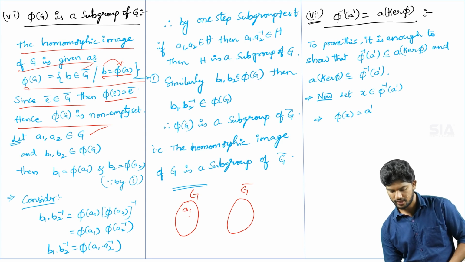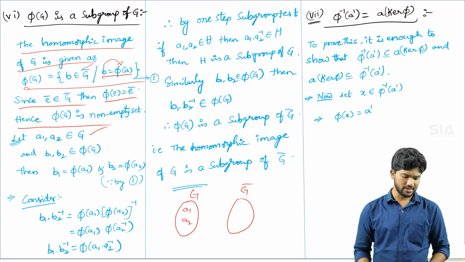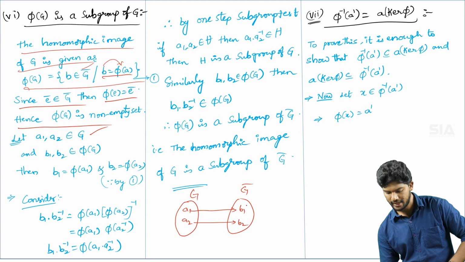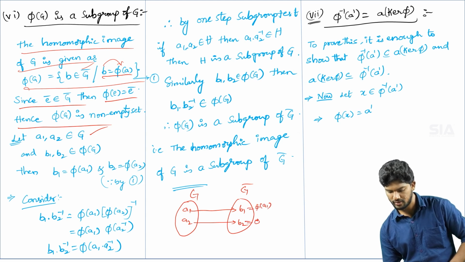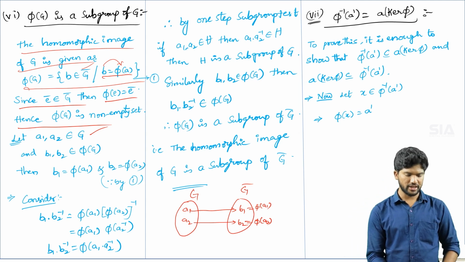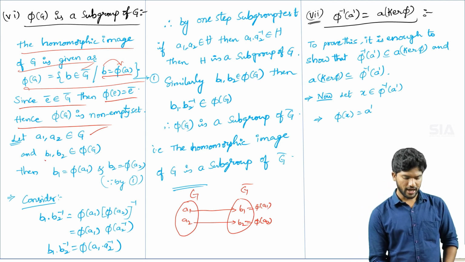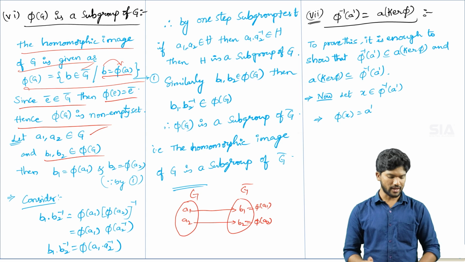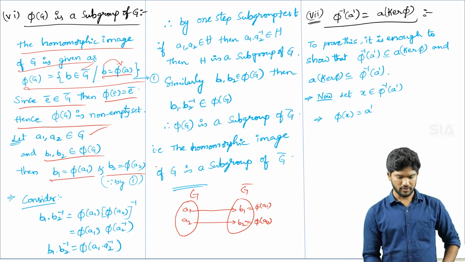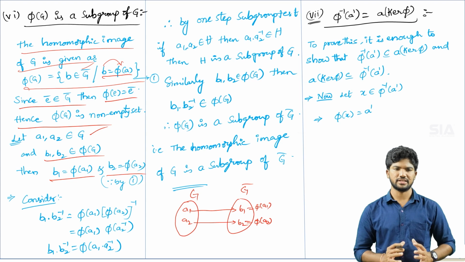Whenever you take a1, a2 in capital G, for them you have images in capital G bar. That image I am taking as b1, b2. Then this b1 you can write as pi of a1, this b2 you can write as pi of a2. So whenever you take a1, a2 belongs to capital G and b1, b2 belongs to the image of capital G, therefore b1 is equal to pi of a1, b2 is equal to pi of a2, by equation number 1.